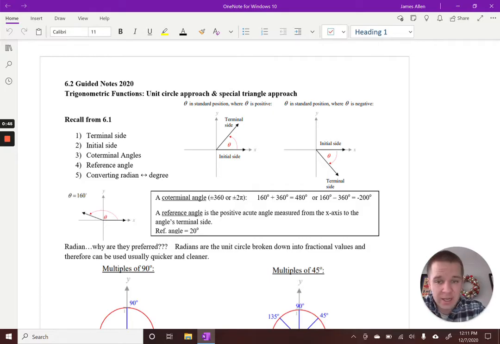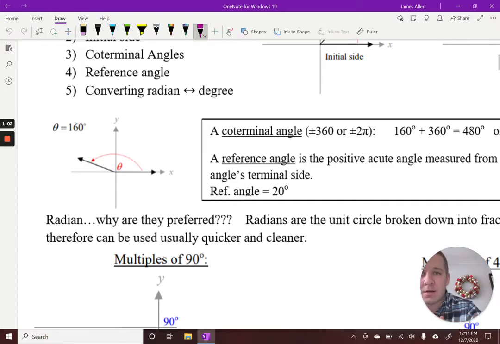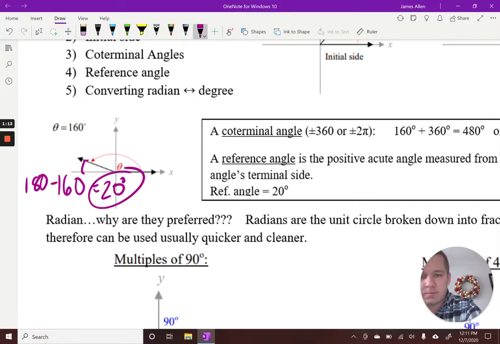A reference angle is the positive acute angle measured from the x-axis to the terminal side. As an example, if we have an angle of rotation of 160 degrees, then our reference angle would be that angle, which is 180 minus 160, which equals 20 degrees. There's our reference angle.